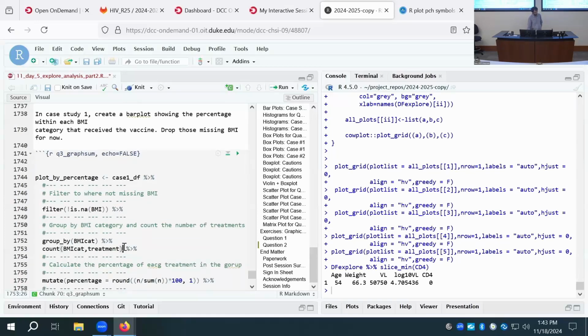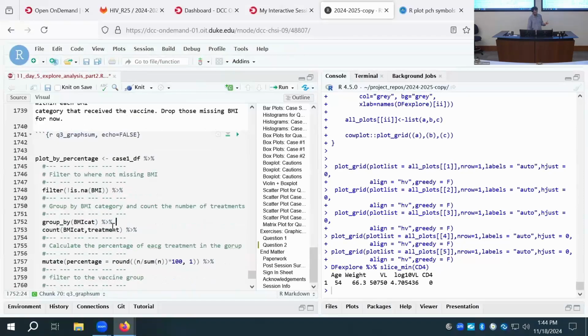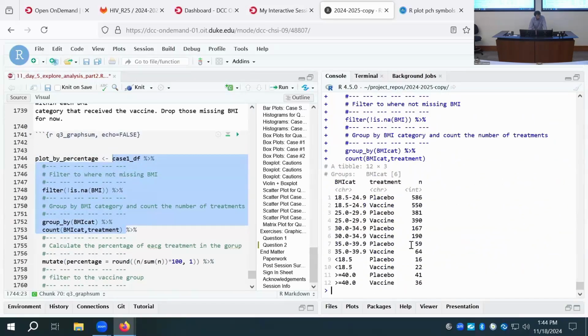We're going to group. We're going to count. Actually, here you don't need the group. We could have just, actually, no, here I think we do. So group by BMI category and treatment. I'll just show you what this is doing so far. For each of the BMI categories, we have the treatment and we have the count for each of them, right?